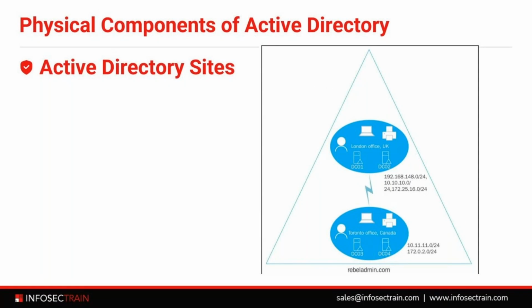So an Active Directory site defines the physical topology of the network, and sites can be separate buildings, a campus network, a branch office in a separate city, or even in a separate country, right? So in this example, as you can see, a company has an office in London. It is running a few domain controllers, DC01, DC02, right?